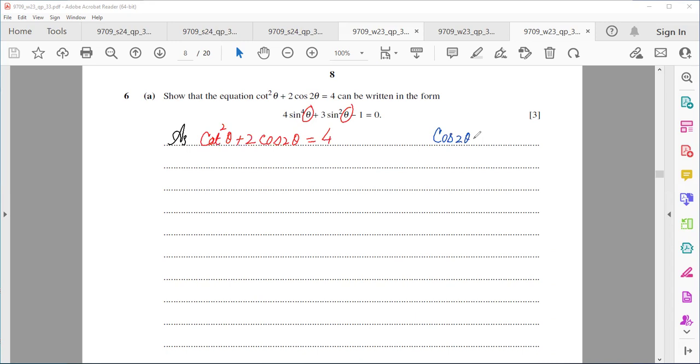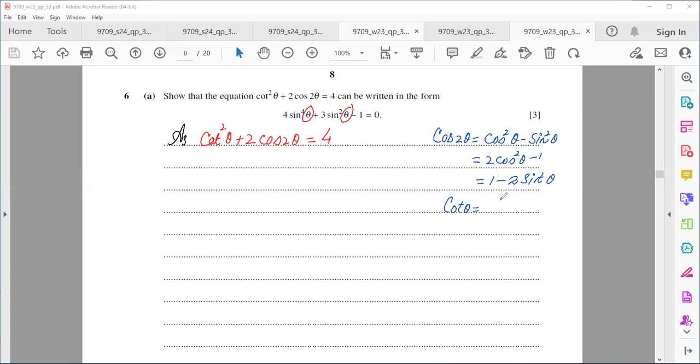Cos of 2 theta, you have to write, there are three formulas. The first formula is cos square of theta minus sine square of theta. The second formula of cos of 2 theta is only in terms of the cosine: 2 cos square of theta minus 1. And the third formula is 1 minus 2 times sine square of theta.